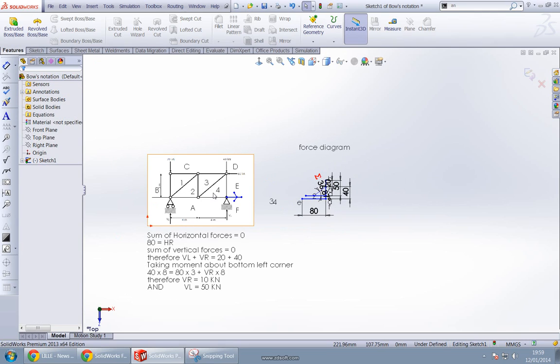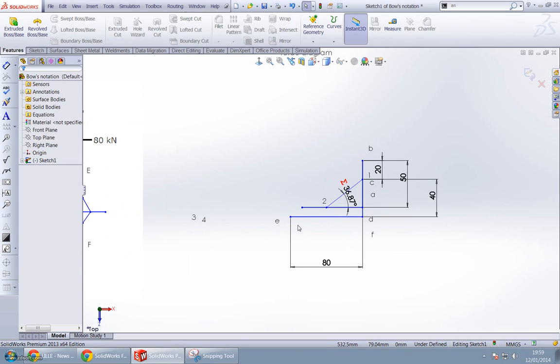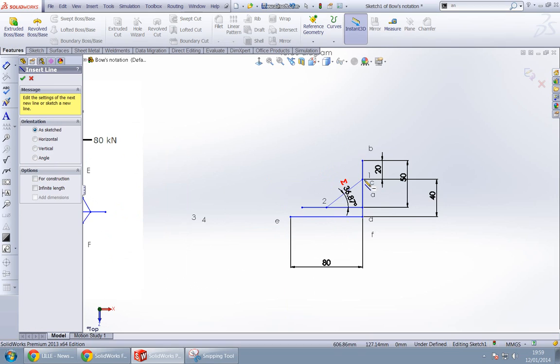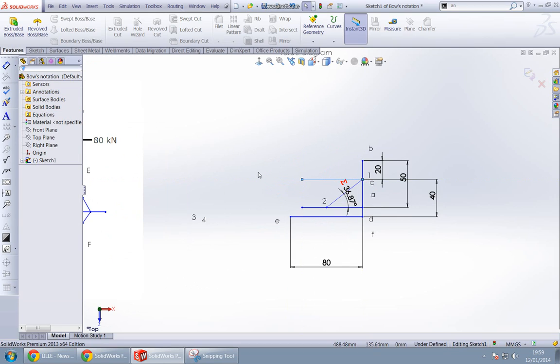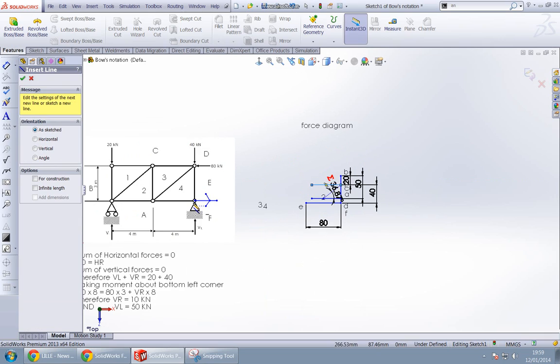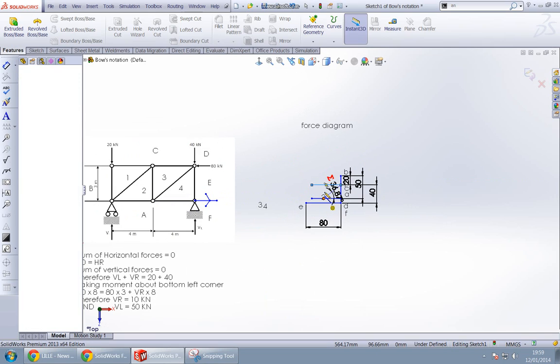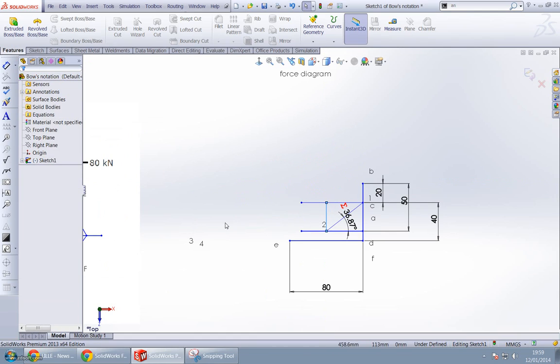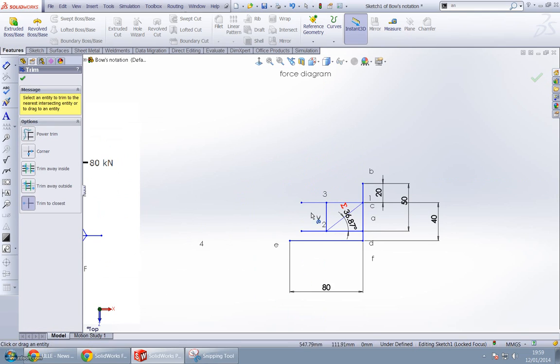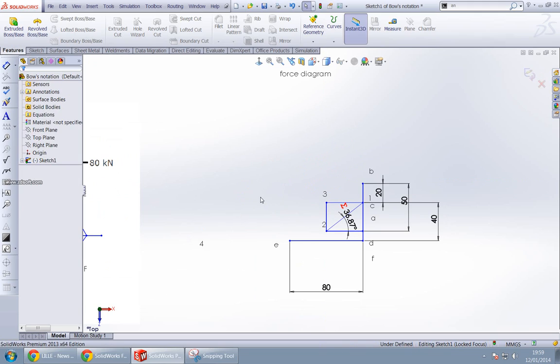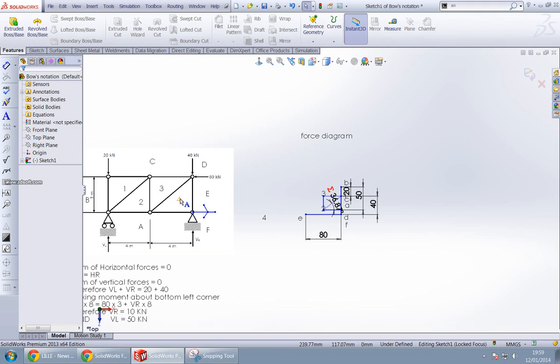Now we need to find point 3. Point 3 is between a vertical line from 2 and a horizontal line from C. So we draw a horizontal line from C and a vertical line from 2, and this point would be our point 3. Let's cut this extra part. So far we reached point 3 and only one point is left.